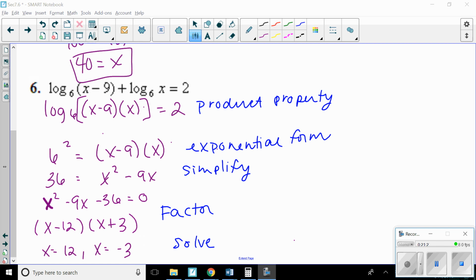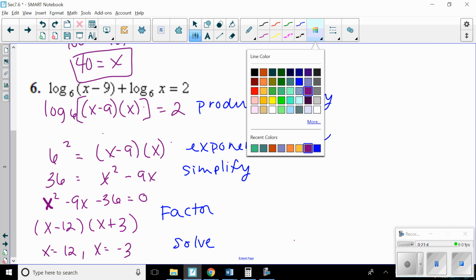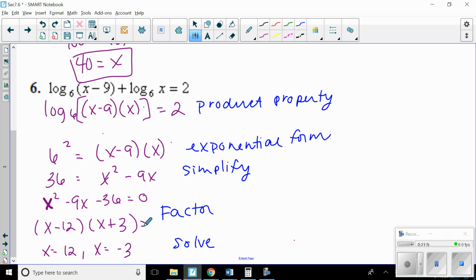So first we're going to use the product property, and we get log base 6 of x minus 9 times x is equal to 2. And we're going to rewrite that in exponential form, which gives us 36 is equal to x squared minus 9x once we simplify. Then we can factor, so x squared minus 9x minus 36 is equal to 0 factors as x minus 12 times x plus 3 is equal to 0. So now we can solve using the zero product property, and we get x is equal to 12, or x is equal to negative 3.